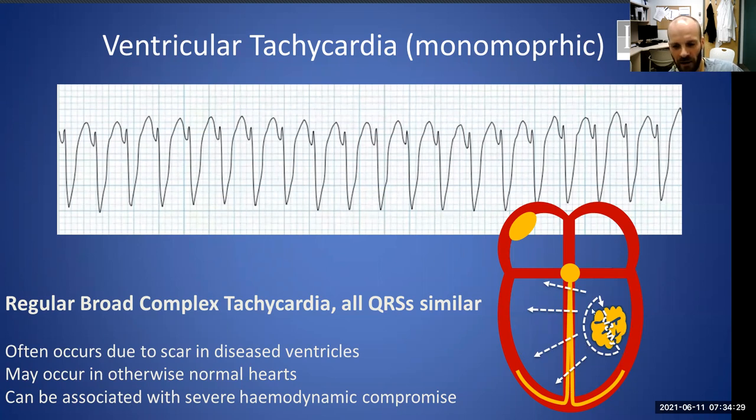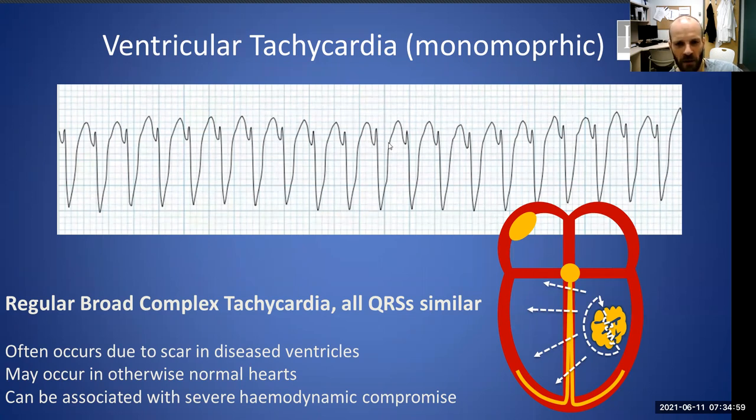So in this sort of pattern, because the waves of electricity aren't using the His-Purkinje system, which is optimized for rapid conduction, instead it's traveling cell to cell through the contractile cells, the cells that are optimized for contracting rather than speed of conduction. It means that it takes longer to get through the ventricles. Because it takes longer to get through the ventricles, our QRS complexes become broad. So that's why they're broad.